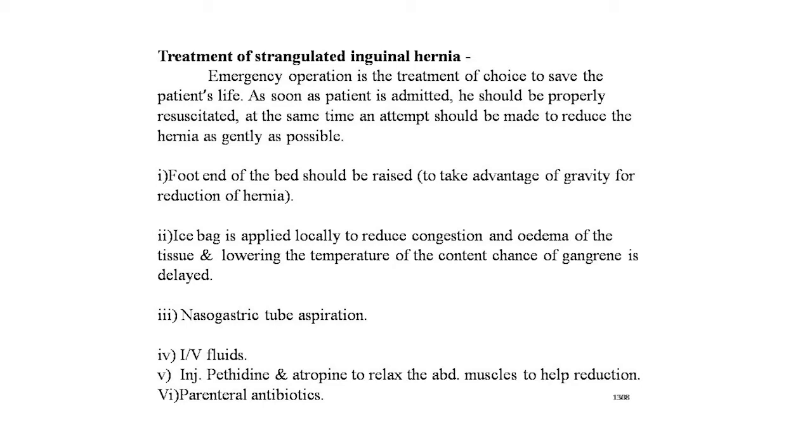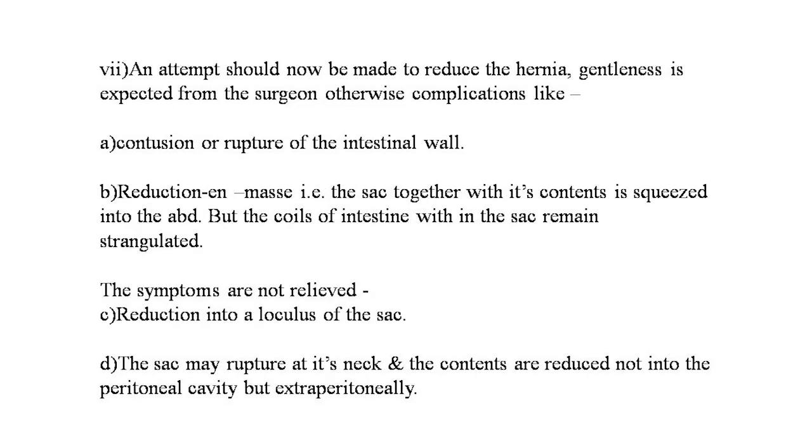Nasogastric tube aspiration to decompress the abdomen and release the pressure. IV fluids, injection pethidine and atropine to relax the abdominal muscles to help reduction. Parenteral antibiotic should be good practice. An attempt should now be made to reduce the hernia. Gentleness is expected from the surgeon, otherwise complications like contusion or rupture of the intestinal wall may occur. Reduction en masse, that is the sac together with its contents is squeezed into the abdomen, but the coils of the intestine within the sac remain strangulated.